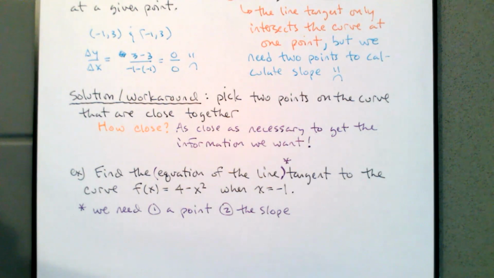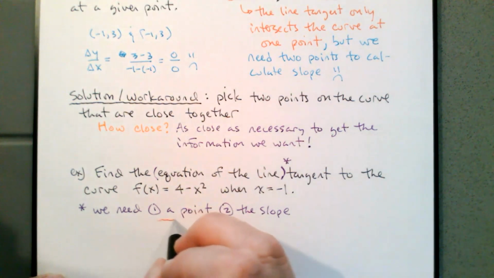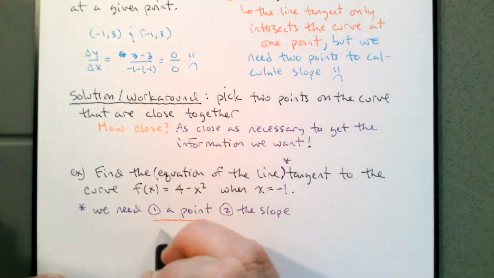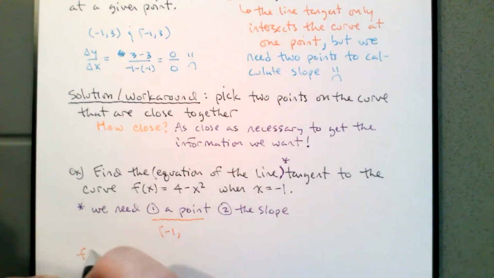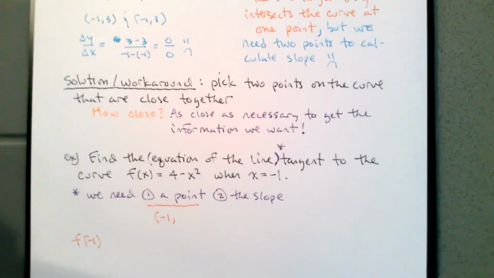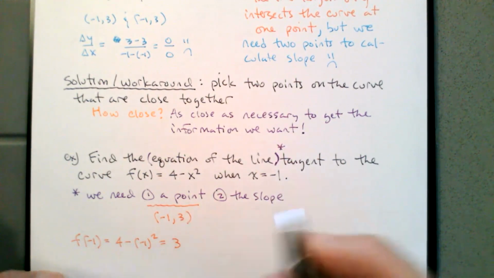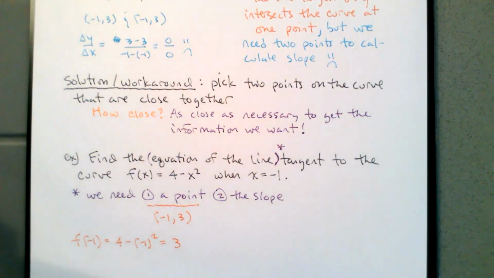We got half a point already. We got x equals -1. So let's find the other half of the point. So we have x equals -1. If we just plug that into our function, we'll now have a complete point, -1, 3.